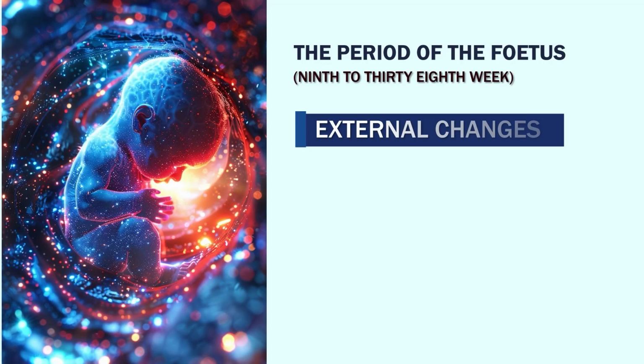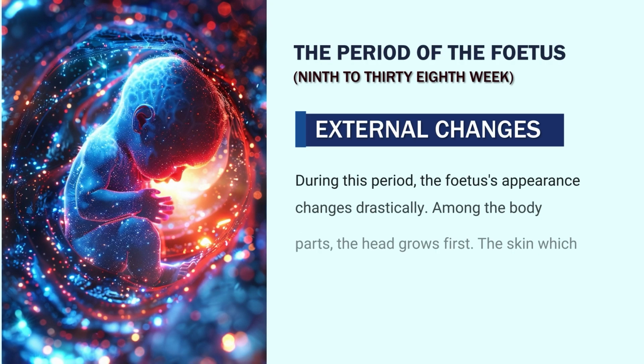Because if the weight is not proper, if the size is not proper, then we don't have good growth, and then it's not a good childbirth. So that is the reason why the 9th to 38th week is also important, because that develops the already formed organ structures of the baby and makes it a great and healthy baby. Now, within this period, what happens? What are the external changes that happen?